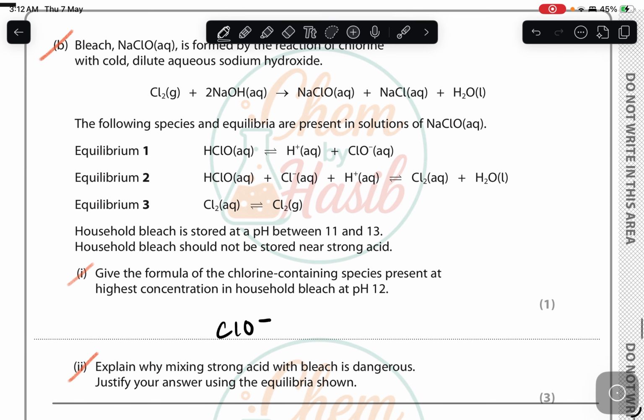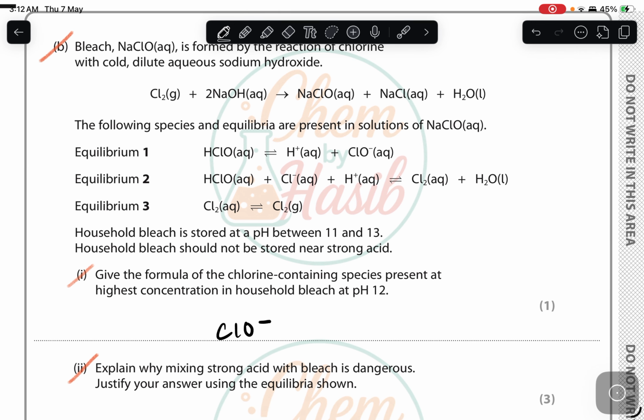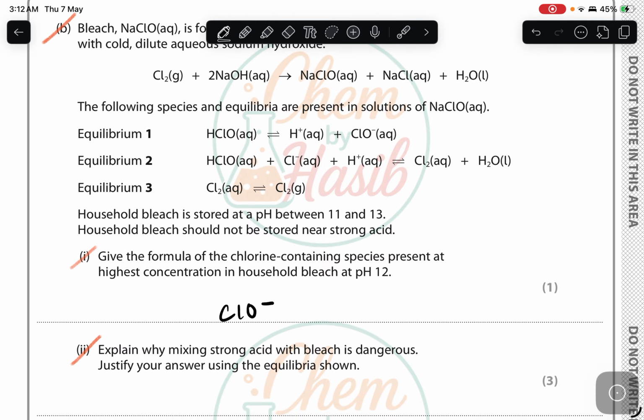Then it says, explain why mixing strong acid with bleach is dangerous. Justify your answer using the equilibria shown. You have to justify the answer using all these equilibria. So you are mixing strong acid. If you mix strong acid, what will happen? The concentration of H plus would increase, right? If the concentration of H plus increases, equilibrium 1 will shift to the left. If equilibrium 1 shifts to the left, the concentration of HClO increases.